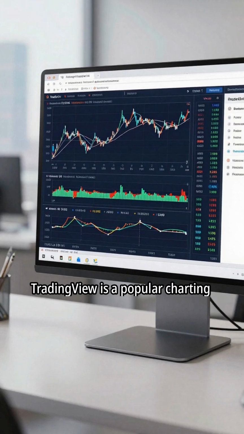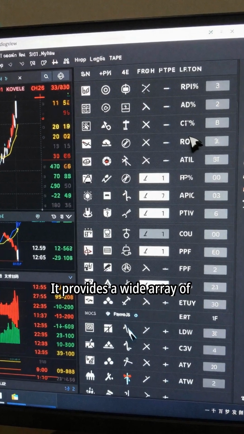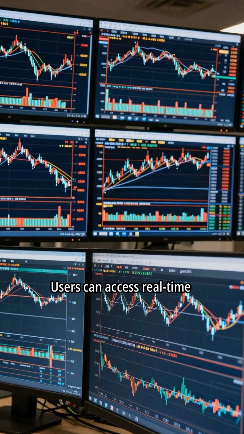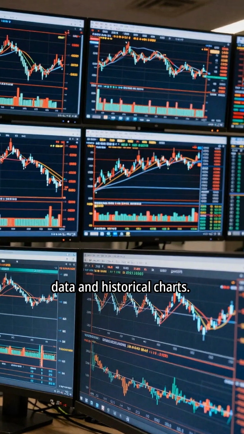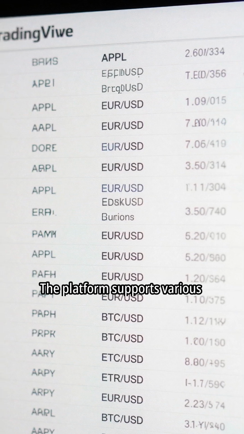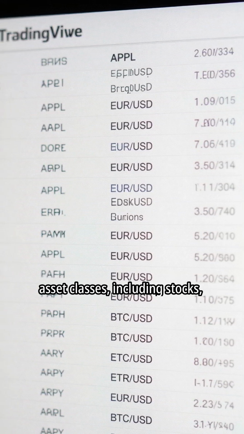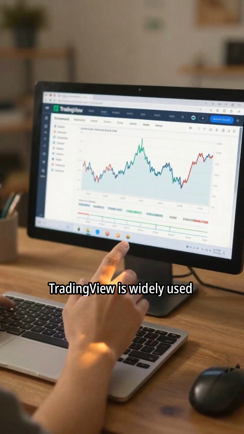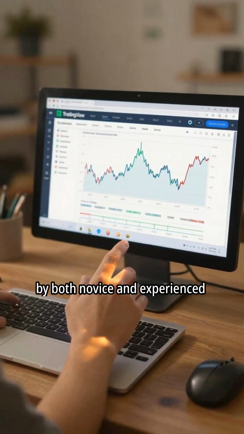TradingView is a popular charting platform. It provides a wide array of tools for in-depth market analysis. Users can access real-time data and historical charts. The platform supports various asset classes, including stocks, forex, and cryptocurrencies. TradingView is widely used by both novice and experienced traders.